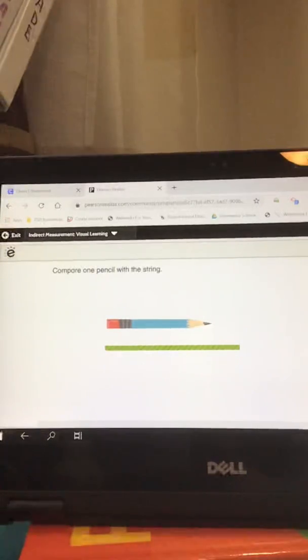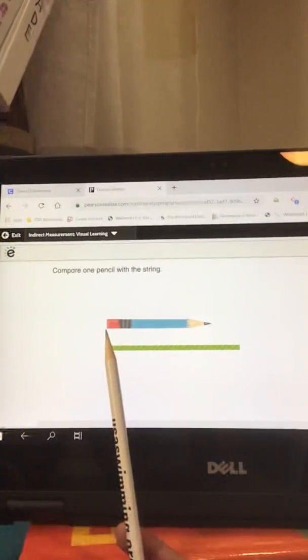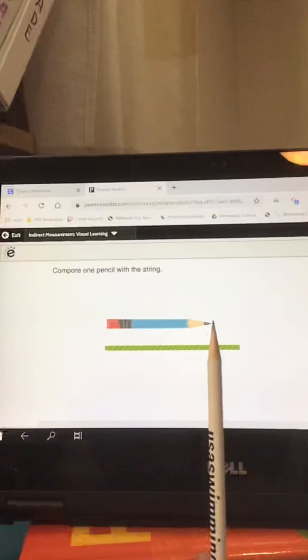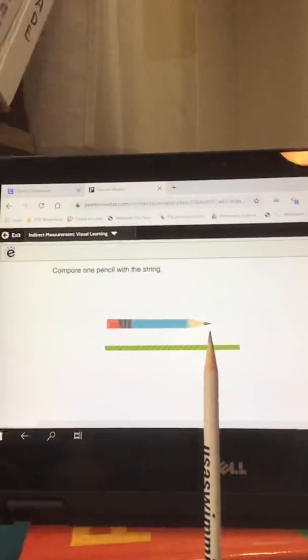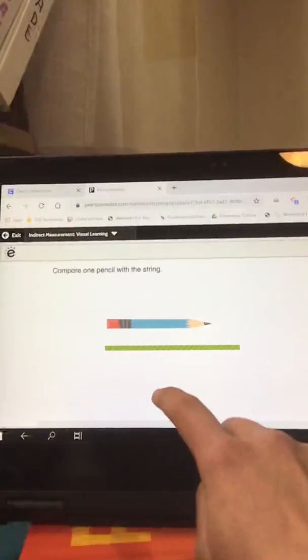Okay, so if I look at the string and at the pencil, I notice that the string is lined up with the pencil end. If I line those two things up, I can compare them equally. So this pencil goes to about right there on the string. This pencil is shorter than the string. Compare the other pencil with the same piece of string.